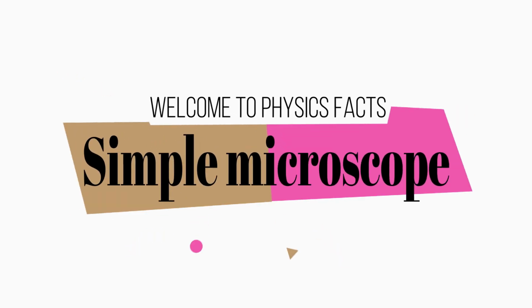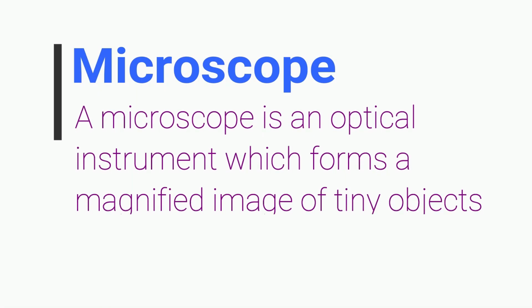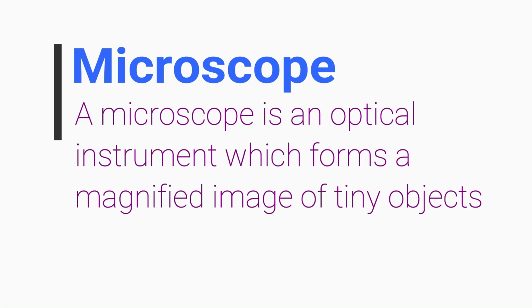Welcome to Physics Fact with a new topic, that is microscope. What is the use of microscope? It is an optical instrument which forms magnified image of tiny objects.